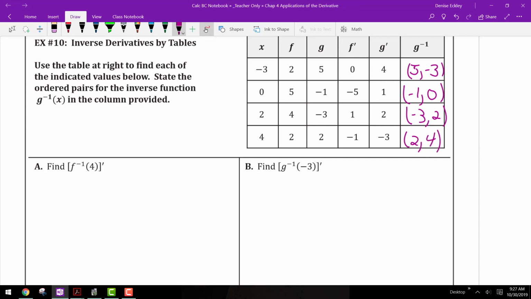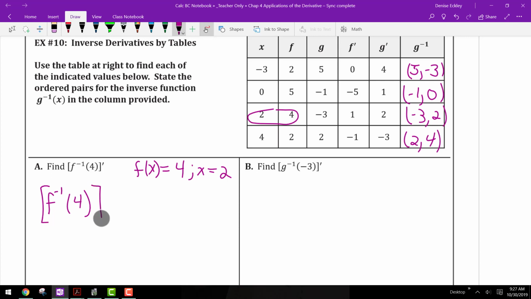So we want f inverse prime of 4. What we need to do is figure out what point goes with f of x equals 4. When we do that, we see that x is going to equal 2. So we want to find this inverse derivative, which is 1 over f prime of 2. f prime of 2 is 1, so we have 1 over 1, which is 1.